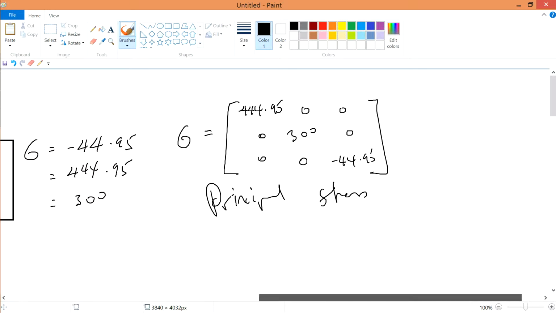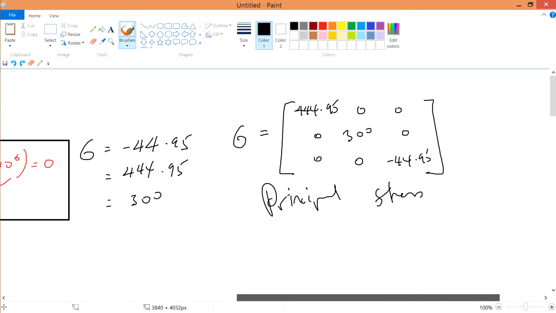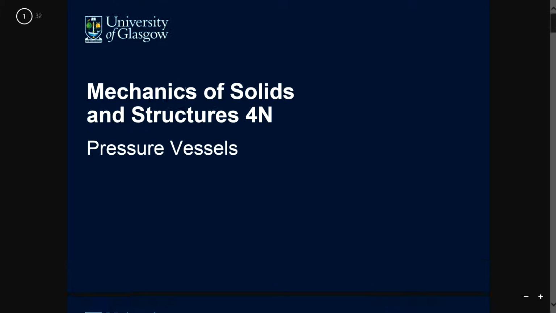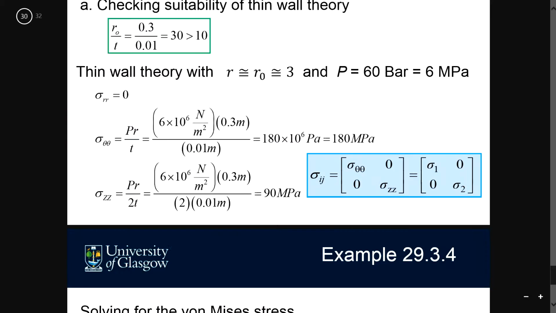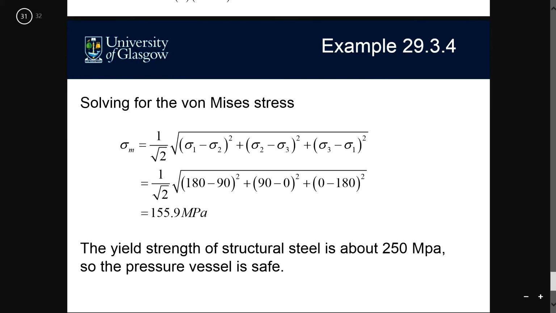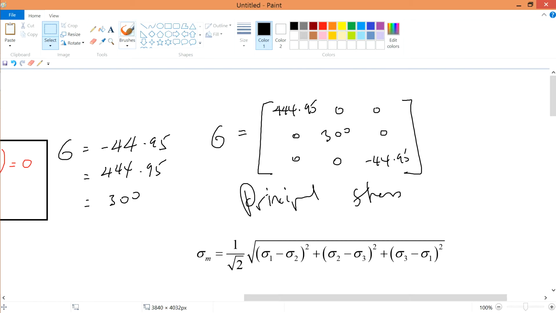Okay, so we haven't finished yet. This is only the first task. The second task is to find the von Mises stress. How do we find the von Mises stress? You can access it through these slides. This is your thick and thin wall stuff. Or if you scroll all the way down, you will have this thing over here, so I'll be taking this. Hold on, I'll just paste it over here. This is just applying the formula.